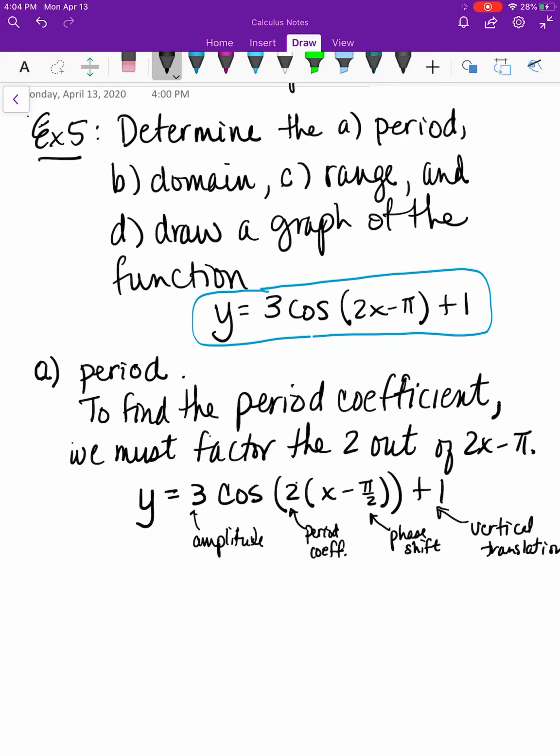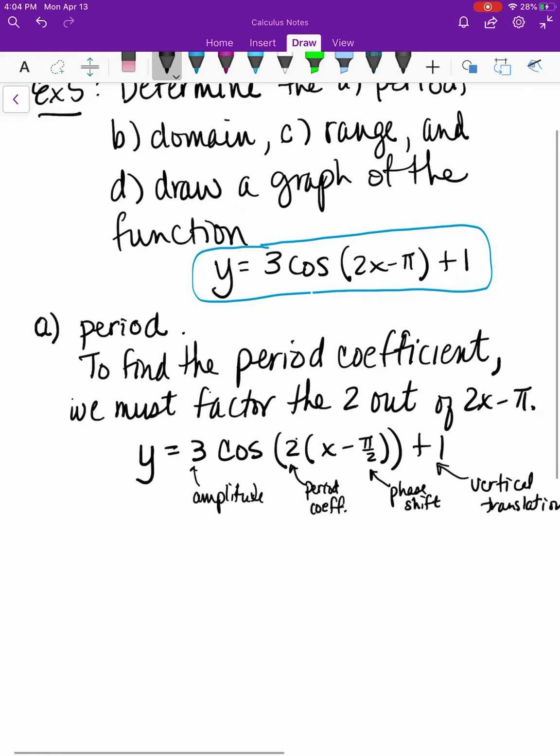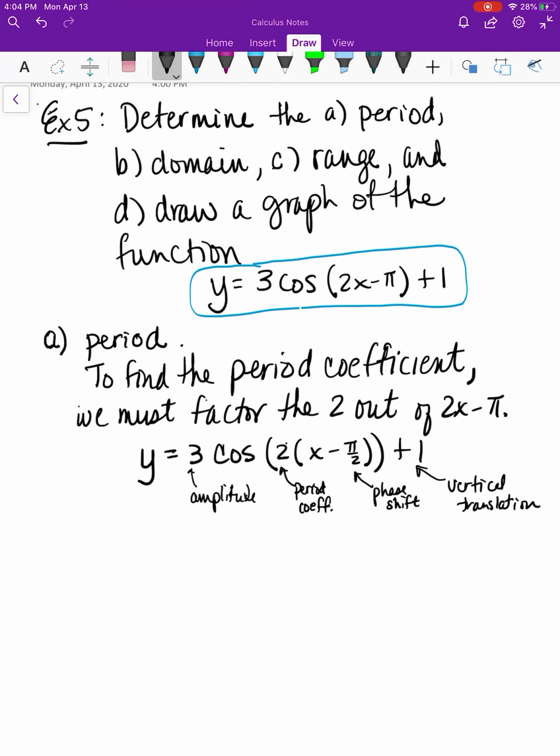And then we said this was our amplitude. Okay. Well, our amplitude is the absolute value of that number. Okay. So now, our period is equal to 2 pi divided by the absolute value of whatever this period coefficient is. And so our period is pi. So there's our first step, our part A.